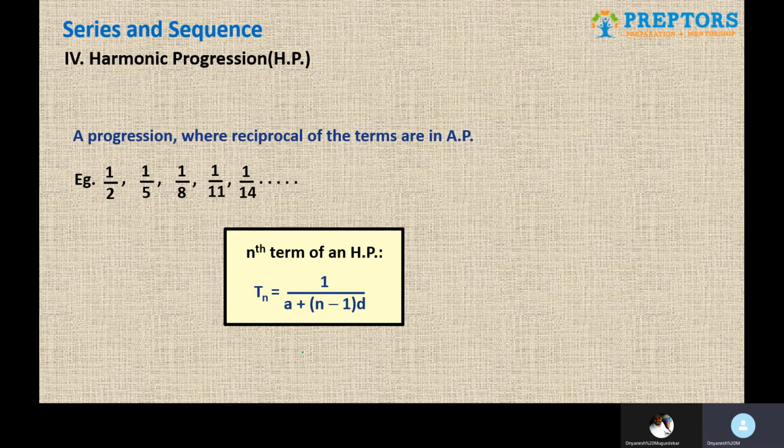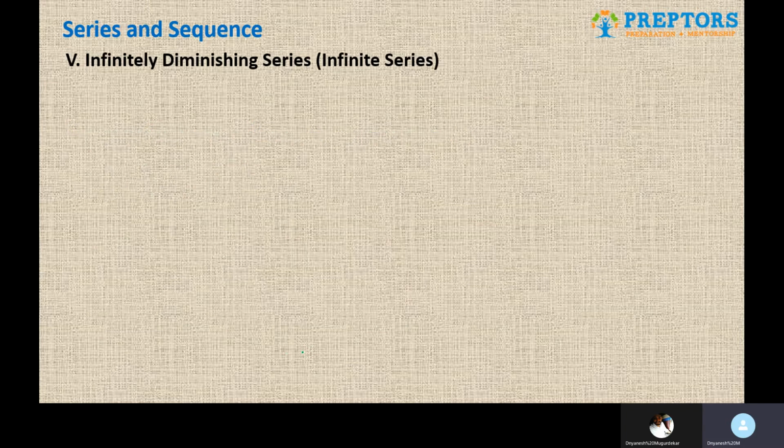So these are the three series: AP, GP, HP. They all come under the category of finite series. Why finite series? Because we can actually count the number of terms using all these formulae. So that's the first half of this particular topic. The second half, as usual, discussed was infinitely diminishing series. We call it an infinite series because it has an infinite number of terms that we can't count, in simple words.